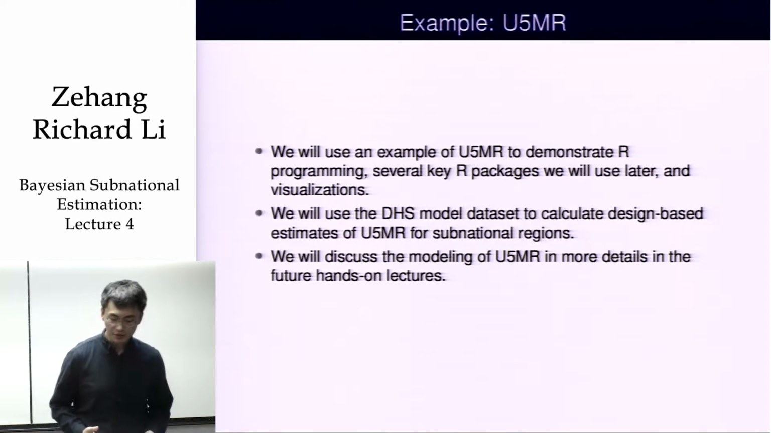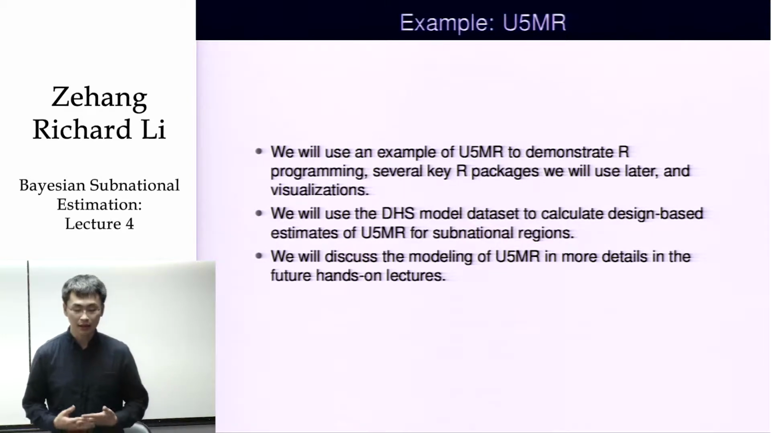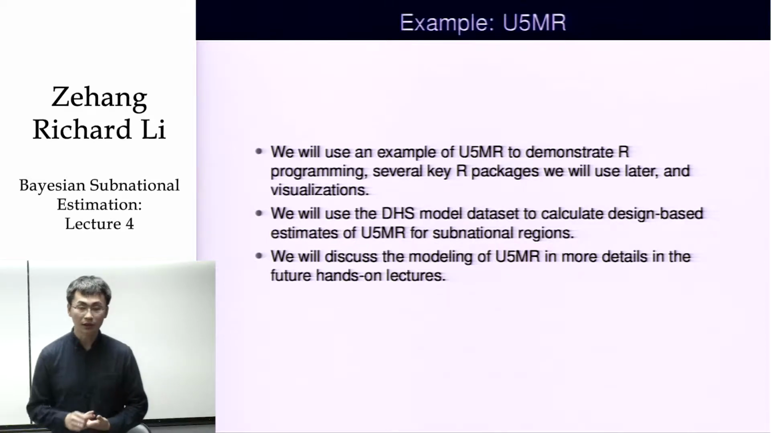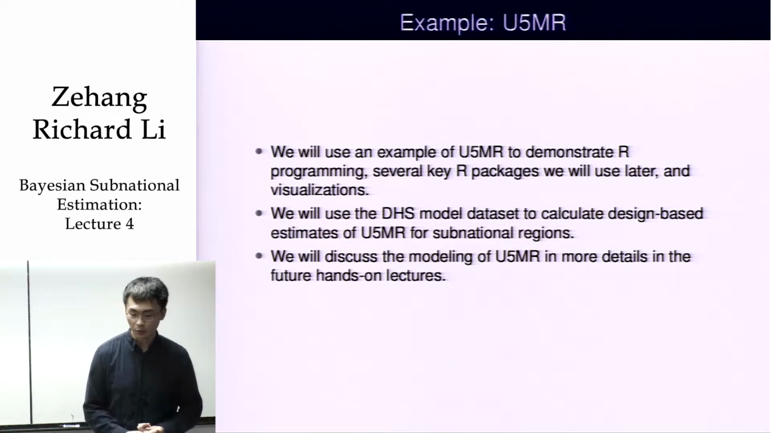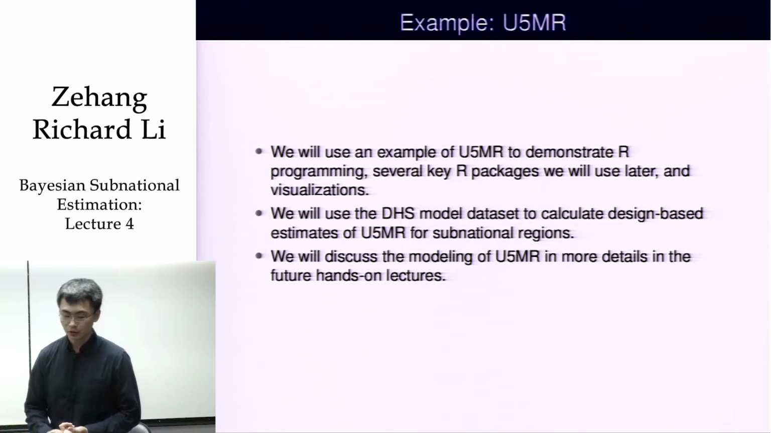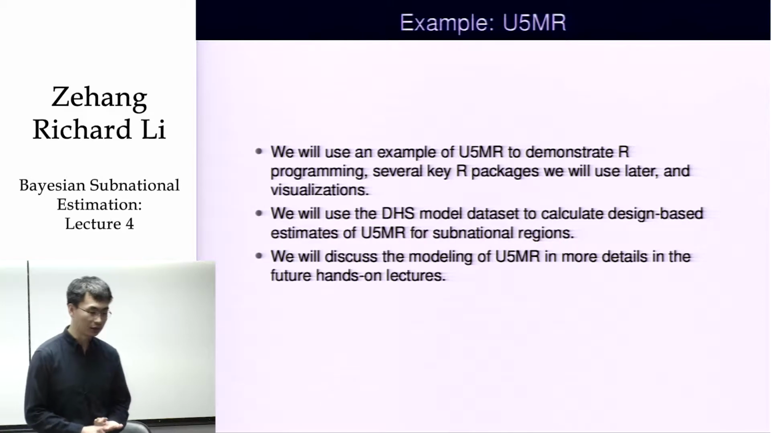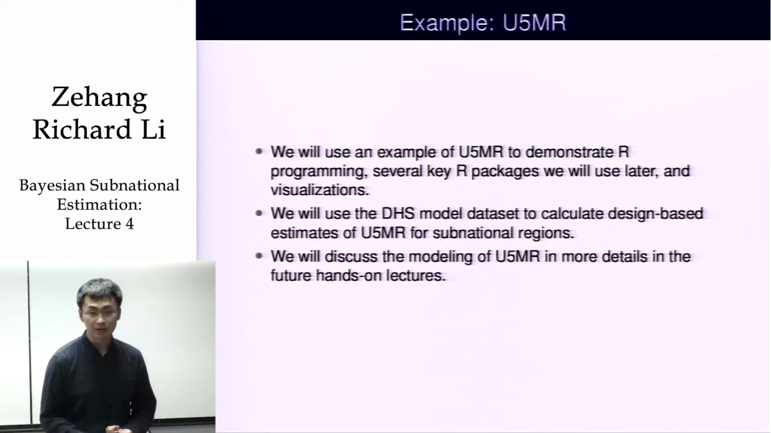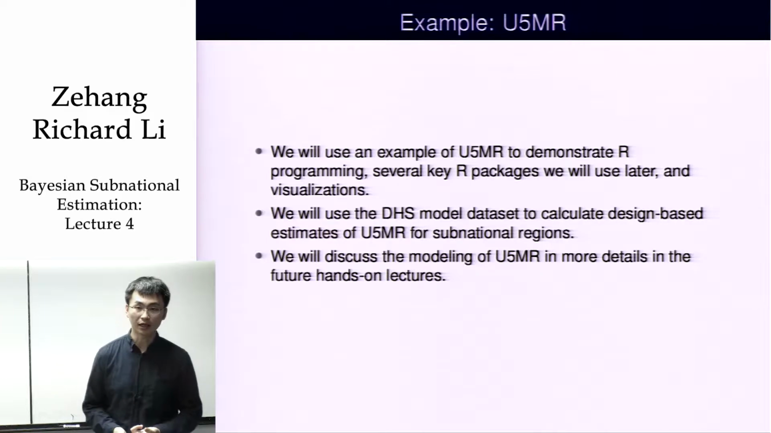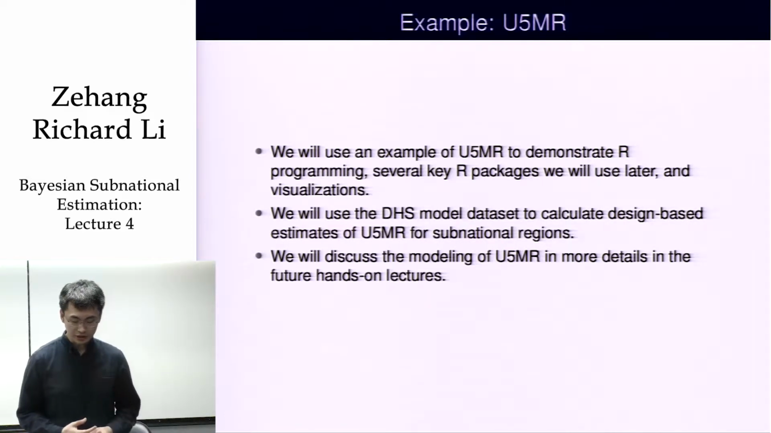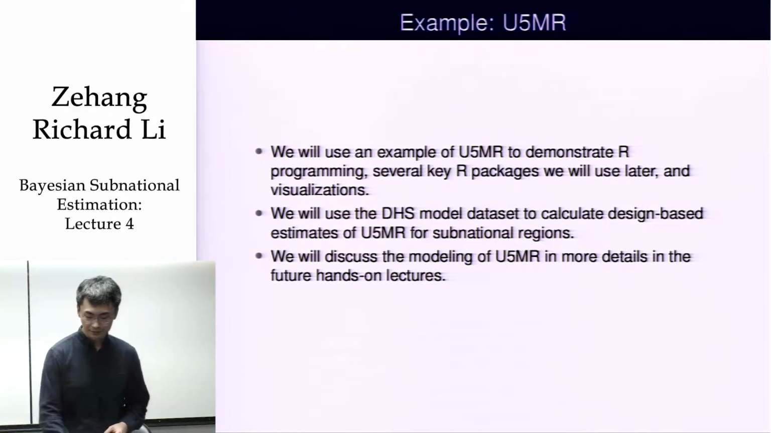As I said before, I'm going to use under-5 mortality rates as an example. We will use it to demonstrate how to download and install R packages. We will need a couple of packages. We will need SUMMER to do some of the calculations for U5MR. Then we'll need the survey package to get the design-based estimates. And we also need a package to load the data files from the DHS website. We'll go through all of that in a hands-on demonstration in a few minutes.